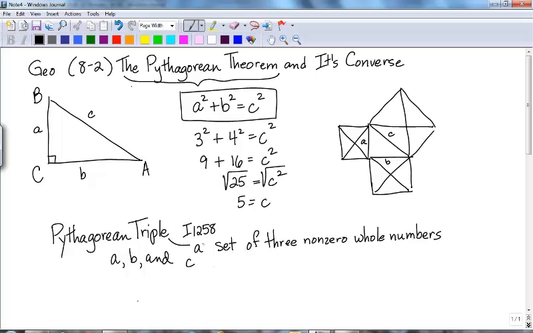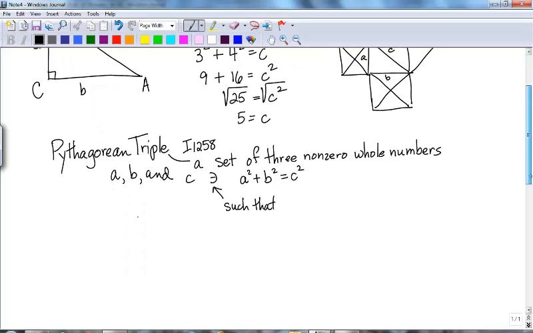Okay, look up here for a minute. This is the backwards epsilon symbol, which means such that. The higher you go in math, the more symbols they give you. Okay, the Pythagorean triple is a set of 3 non-zero whole numbers, A, B, and C, such that A squared plus B squared equals C squared. So the Pythagorean theorem holds for Pythagorean triples.